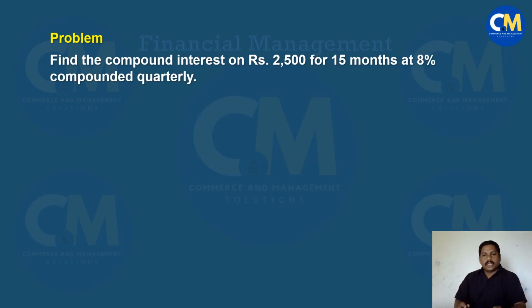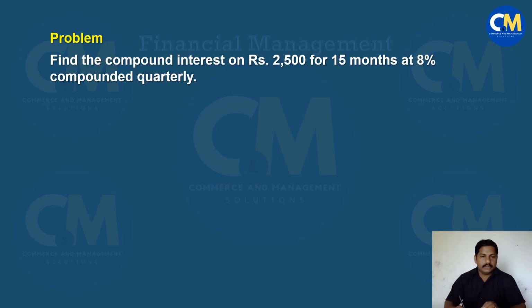Find the compound interest on rupees 2,500 for 15 months at the rate of 8% compounded quarterly. Here the interest rate is given as 8%, that is for 1 year, but we need to calculate it quarterly. Quarterly means every 3 months we need to calculate. How much will be the amount at the end of the 15 months?